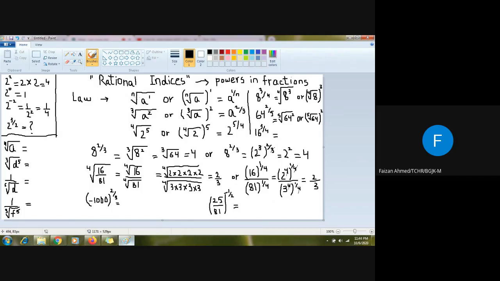For example, we have a root sign, and the root index is n, and the number inside is a, and the power of a is 1. So we can also write this root sign like this. We can use a bracket, and we can write the root sign with root index n and a inside, and this power 1 will come outside the bracket, used as a whole. These both things are very similar. You can write it like this or like this, it doesn't matter.